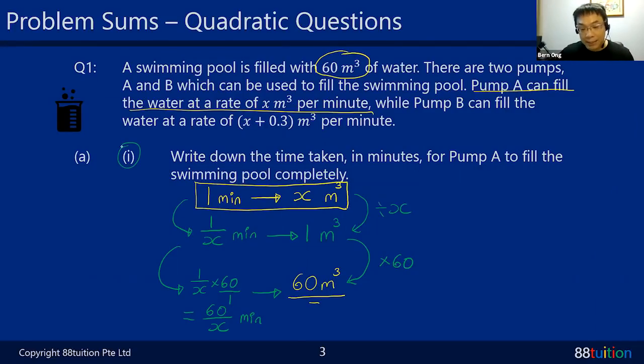Write down the time taken in minutes for pump A to fill the swimming pool completely. So the answer for A part 1 will be 60 over X minute. And my suggestion to you, students, in terms of presentation, present nicely. Not only that, please include your units. They want minutes, you give minutes. So remember, in paper 2, presentation is very important. All this step by step, you must write it in. Okay, let's move on.